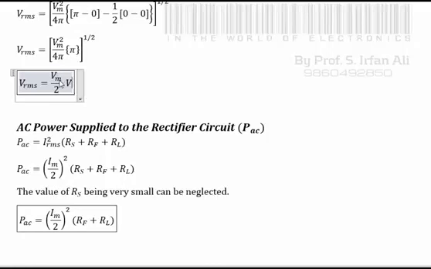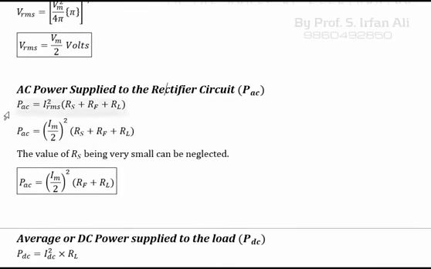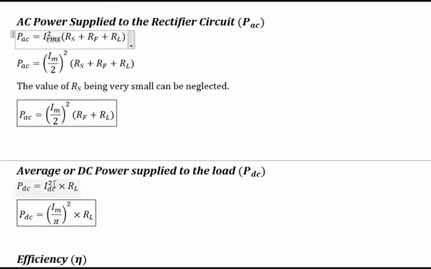So wherever we write voltage, we have to write its unit, volts. Now, AC power supplied to the rectifier circuit will actually be I square R. The formula of power is I square R. So AC power will have IRMS square, and DC power will have IDC square.